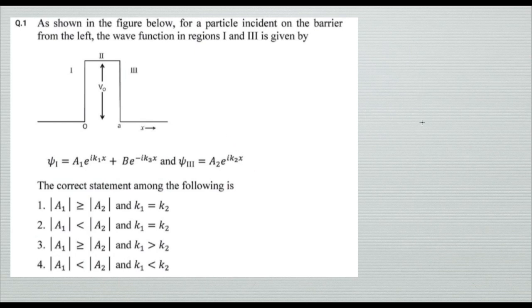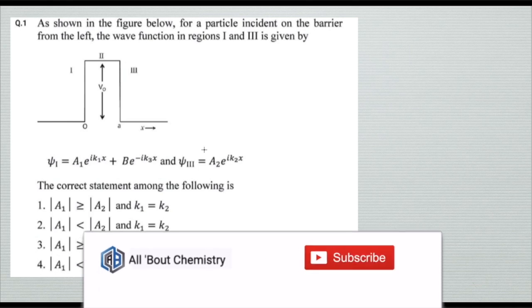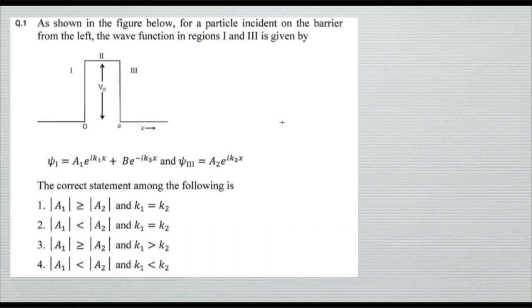First of all, this is a problem from a concept called quantum tunneling, and you don't have to worry about a lot of quantum mechanics here. If you just know the basics, if you just know how the concept works, you can answer this question. At least one part you can easily answer. So let me quickly draw this diagram and show you how it is going to happen. This is region number 1, this is region number 2, and this is region number 3. Now this is a potential barrier of length a units, and that's the potential barrier, and this is the direction in which your particle is propagating.